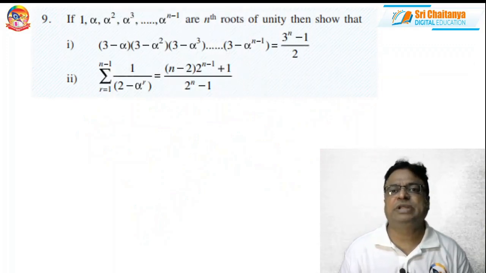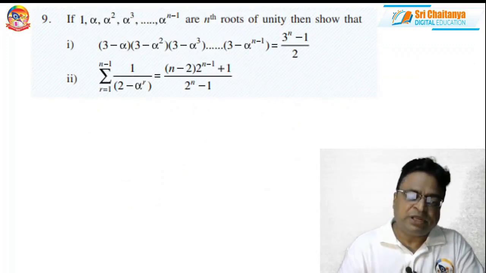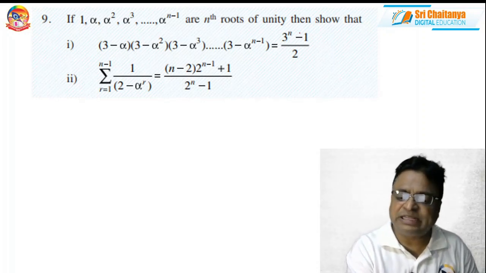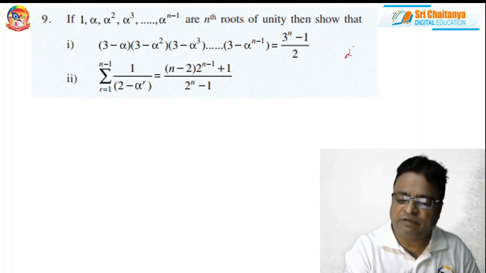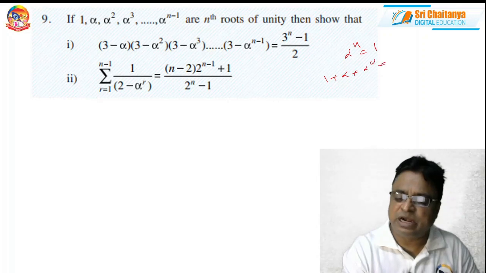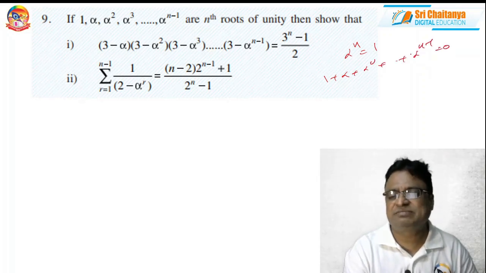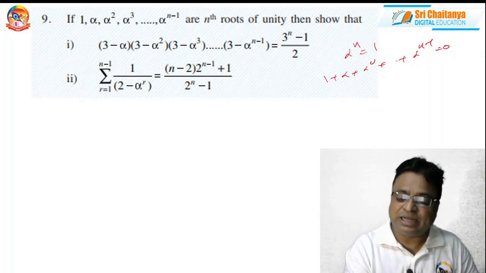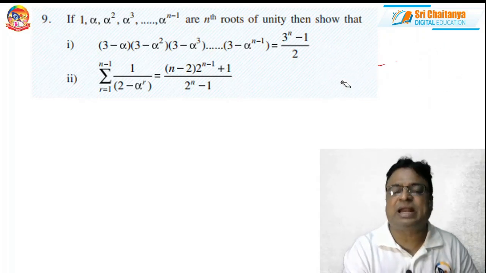Now coming to the next beautiful question and somehow a different question. 1 comma alpha square alpha cube alpha power n minus 1 are the nth roots of unity. Of course, if they are nth roots of unity, then alpha power n is equal to 1 and 1 plus alpha square and so on plus alpha power n minus 1 equal to 0. These two are the facts. Okay. But please try to understand the given problems. There immediately you can get an idea.